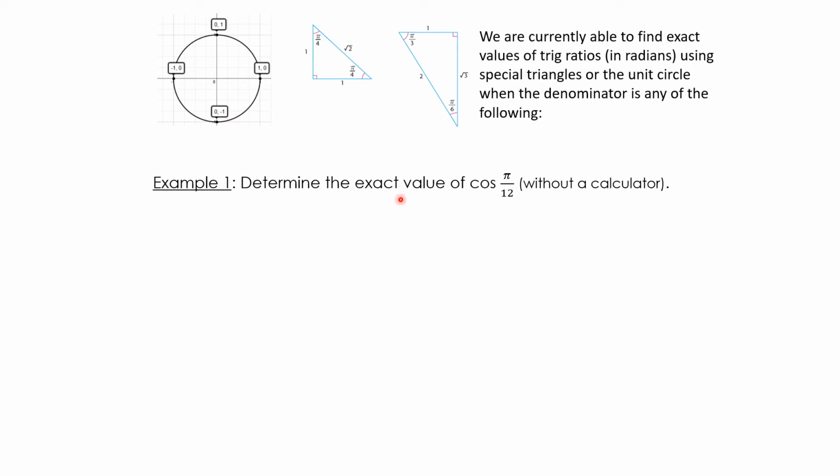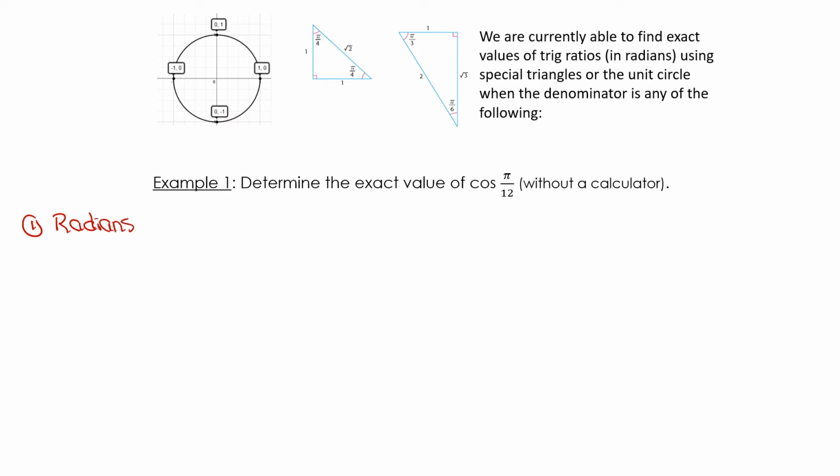So we want the exact value of cos pi over 2. Sorry, pi over 12. I'm going to show you two different methods. The first method, I'll put a 1 here, is that we're going to work in radians.